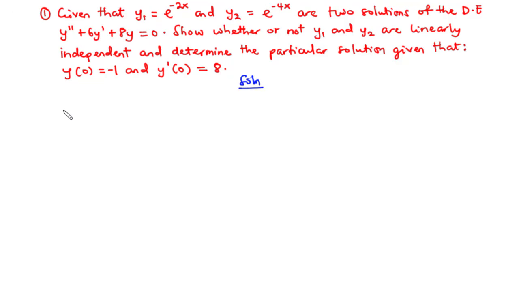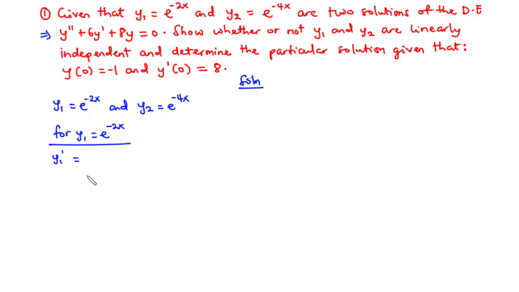So we have the two solutions, y1 equals e to the power negative 2x, and y2 equals e to the power negative 4x. And then we have the differential equation, y prime prime plus 6y prime plus 8y equals 0. Now the first thing we need to do is to verify if the two solutions are actual solutions of the given differential equation. So for y1 equals e to the power negative 2x, we are going to find y prime and then y prime prime.